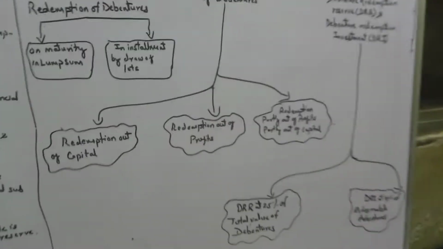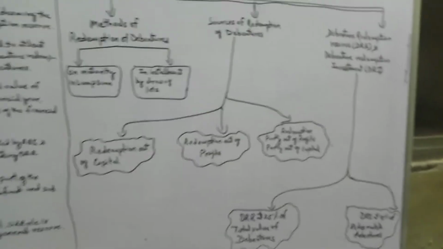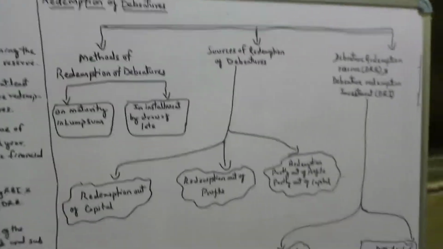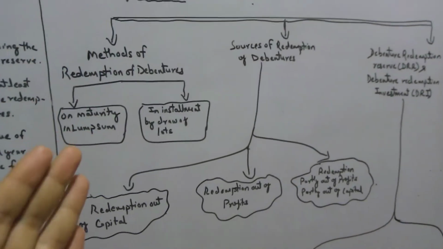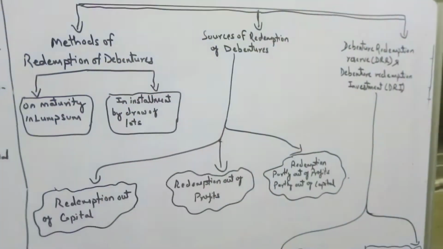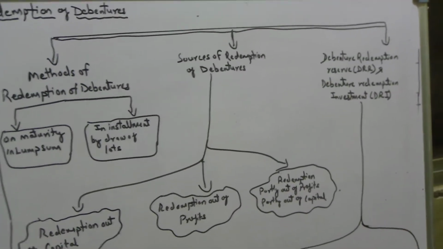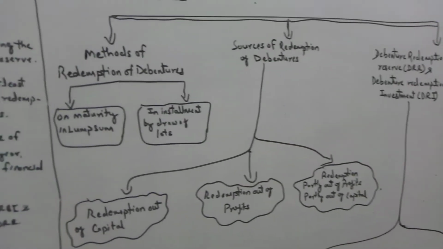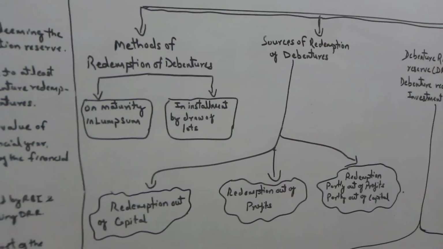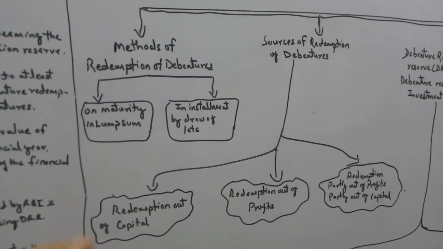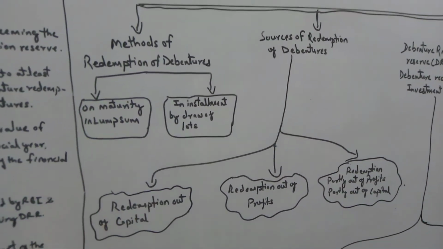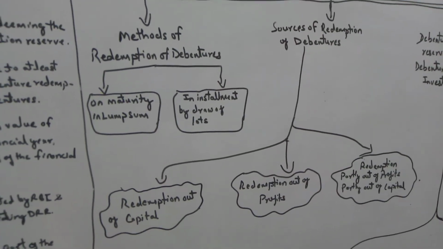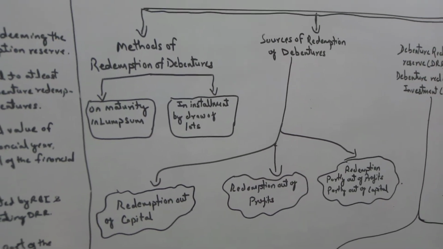Then I have made a bird's eye view of how we will be solving this topic. I have created 3 major portions. Here, as you can see, methods of redemption of debentures, then sources of redemption of debentures, and the third is debenture redemption reserve and debenture redemption investment. Under the methods of debenture redemption, you will see there are 2 methods. On maturity in lump sum is one way of redeeming, and another way is by installment by draw of lots.